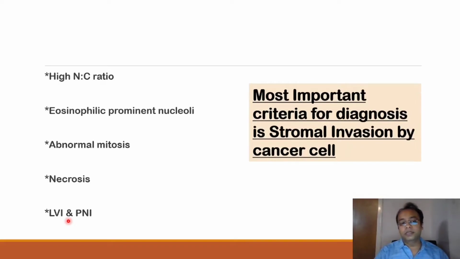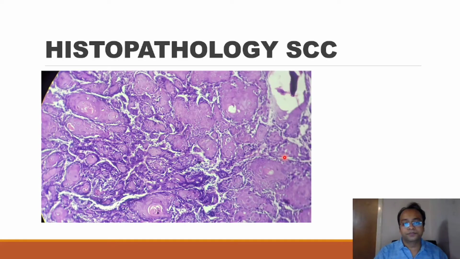Now you might ask which is the most important criterion for the diagnosis of SCC. So remember, dear student, SCC can be diagnosed only if underlying stromal invasion is present. Stroma means blood vessels, fibrous tissue, underlying dermis. In the skin, it is known as the dermis. So if below the epithelium the stroma is invaded, then and only then the case can be labeled as squamous cell carcinoma. All right, so this is the microscopic histopathology of squamous cell carcinoma.